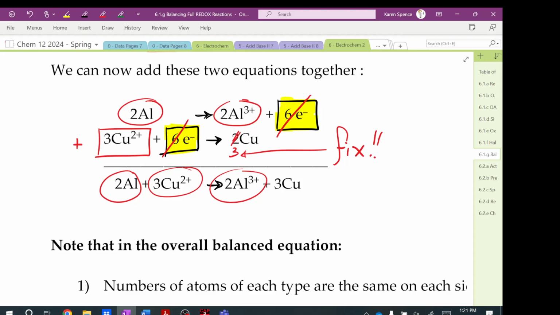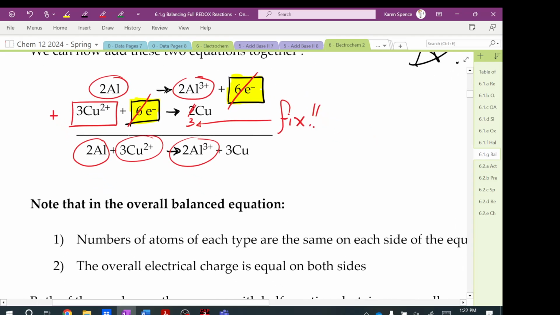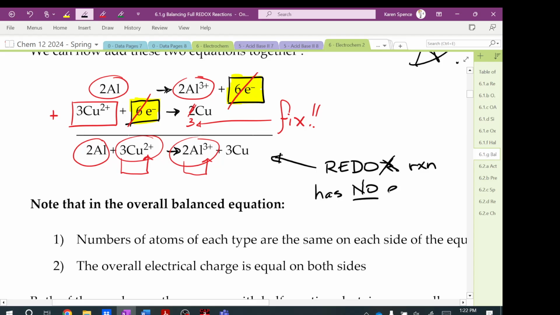What you're going to notice is that the numbers of atoms of each type are the same on both sides. 2 aluminum on each side, 3 copper on each side. The overall charge needs to be equal on both sides. So we have 6 positive and 6 positive. If you've done it correctly, it should be good. And what do you notice about this overall redox reaction? What does it not have? The redox reaction has no electrons in it.